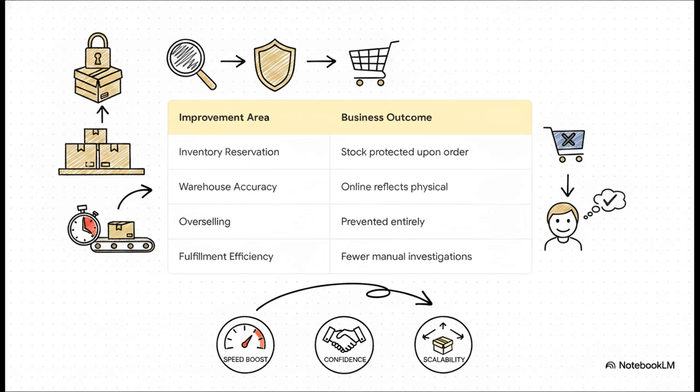For the team on the floor, fulfillment efficiency just skyrocketed. They have way fewer orders requiring manual investigation. It turns out, clean data directly translates to massive boosts in fulfillment speed, customer confidence, and the ability to scale up and support much higher order volumes.